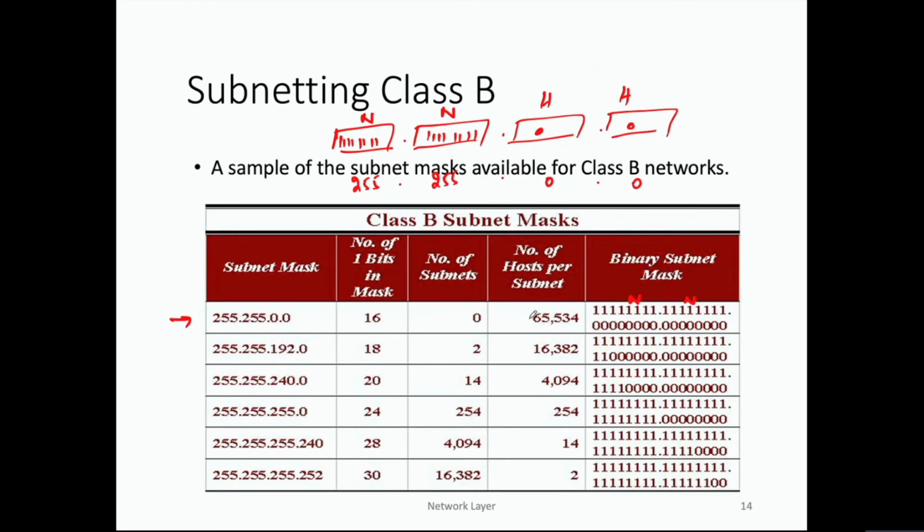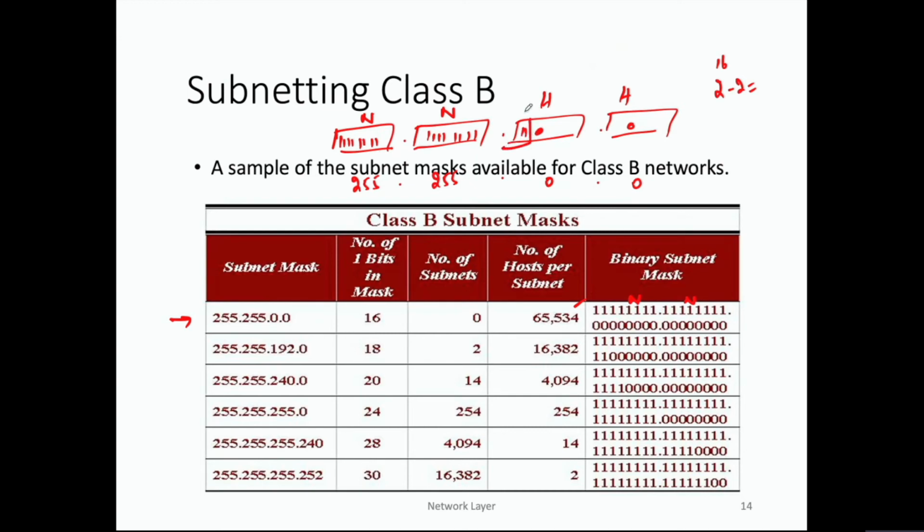Then how many machines can be assigned against one IP address? For that, again, we see how many bits there are in the host portion: 16. So 2 raised to power 16 minus 2, we know this number is 65,534.